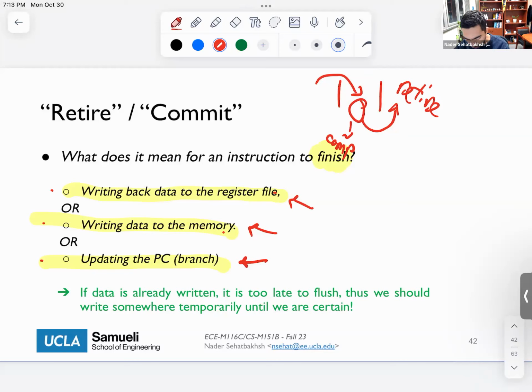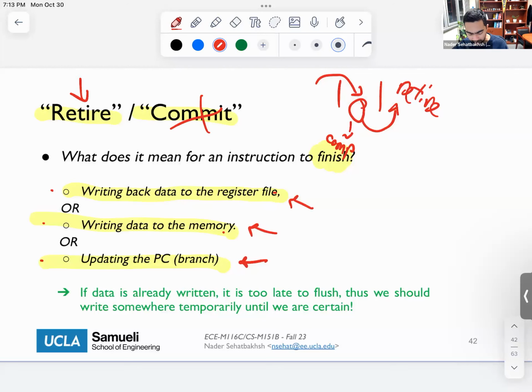By the way, some people call retire by the name commit. So if you hear someone say commit is the same as retire, they are the same words; different books and different people use different words. In this class, we just stick to retire, so we don't use the word commit. But commit and retire are the same thing.